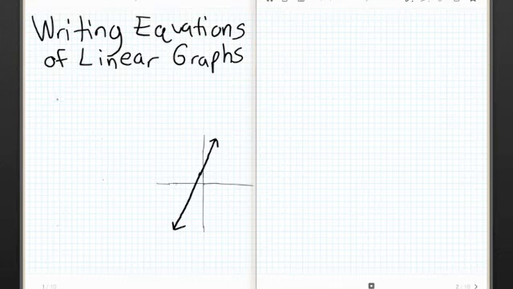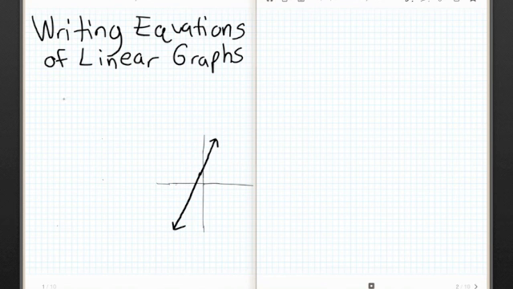Writing equations of linear graphs. So now that we know all about how to solve linear equations, let's graph them on an XY coordinate plane. To start, let's look at just how we can write equations that represent this line here, which is a graph.